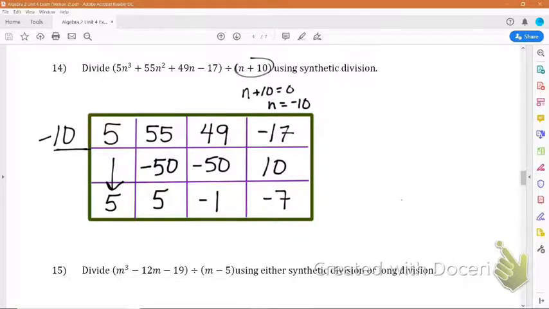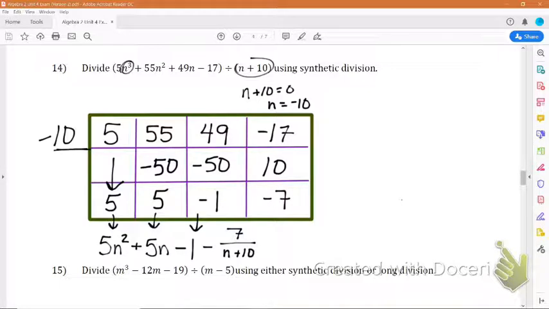How do you get the first term? You go down 1 from whatever you started with. So the bottom row are the coefficients of my answer. Whatever degree or exponent you originally started with, your answer is 1 less. So the original was n to the third, and for my answer, I'm going to have my first term n squared. So this 5 got brought down, plus 5n minus 1. The bottom last corner is your remainder. Still write your remainder the same way, minus 7 divided by n plus 10. Circle it, that's your final answer.